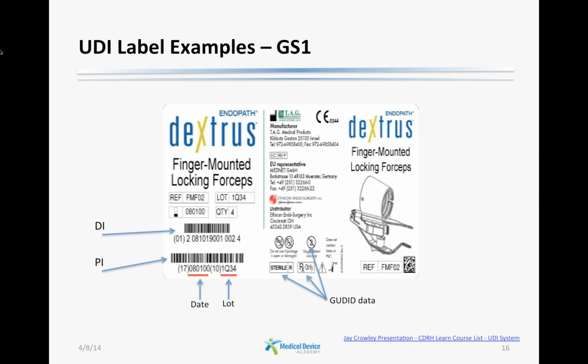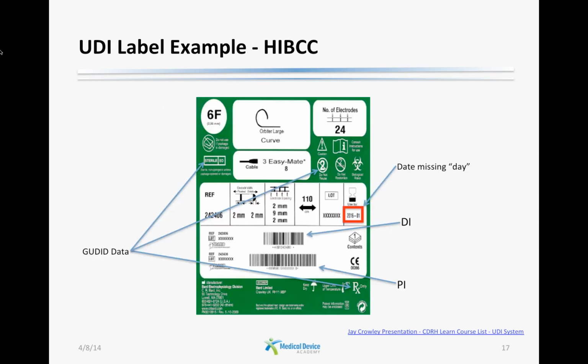The HIBCC, or Health Industry Business Communication Council, label format also shows the device identifier and production identifier separated from each other. HIBCC uses the HIBCC-UPN data structure based on the HIBCC Supplier Labeling Standard 2.4 to generate barcodes. Again, note the several GUDID elements. Note in this example, the manufacturing date is missing the day and will need to be changed to be compliant.